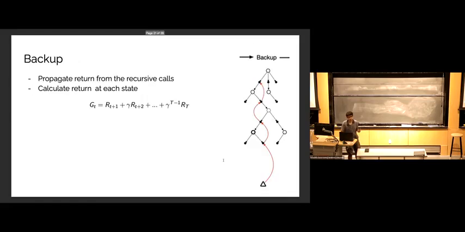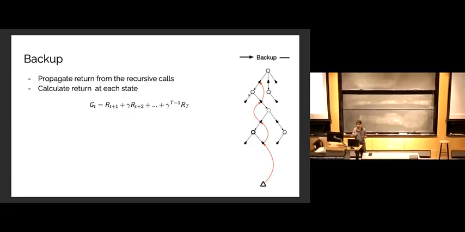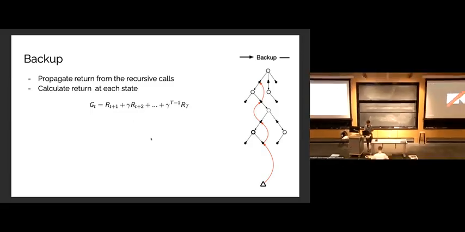And finally, with that reward, you can back up all the way and update your previous Q values. So note that you only want to update the values that are already in your tree. You don't add the simulated states to your tree. So for each of your Q values, you compute the return after that Q value, and then you update using the incremental update rule from before.